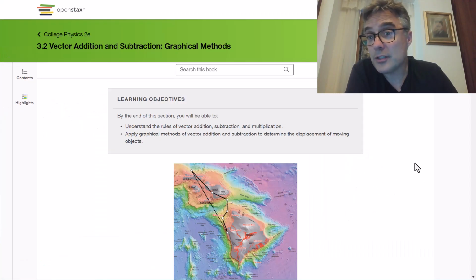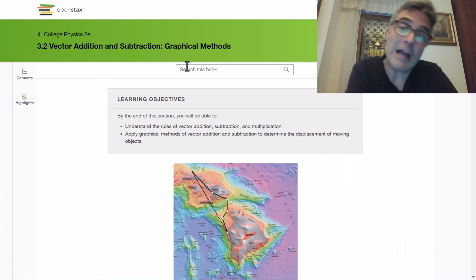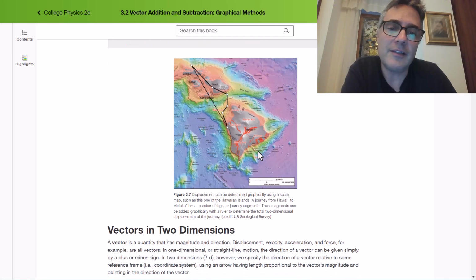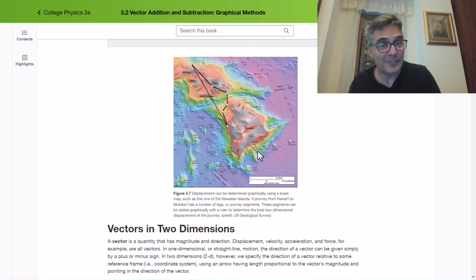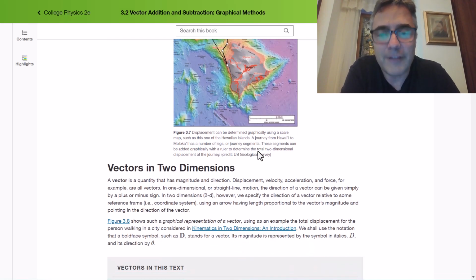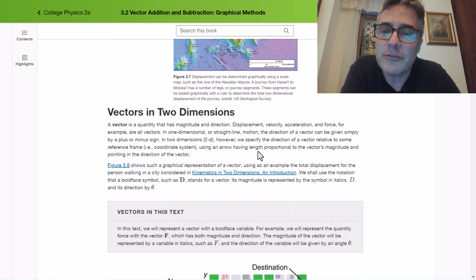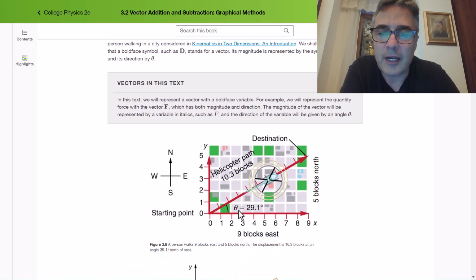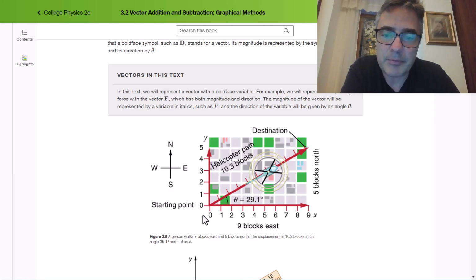Section 3.2 is on vector addition and subtraction by graphical methods, and then section 3.3 will be on components. Basically, the idea here is that when you have scalars, which are normal numbers that you're used to, you can use a calculator to add them up. But vectors are not like scalars. You don't just add them on a calculator. You have to think about what they're doing here. So they give this example again of 9 blocks east. If you take that as a vector and add it to 5 blocks north, you end up with this diagonal.